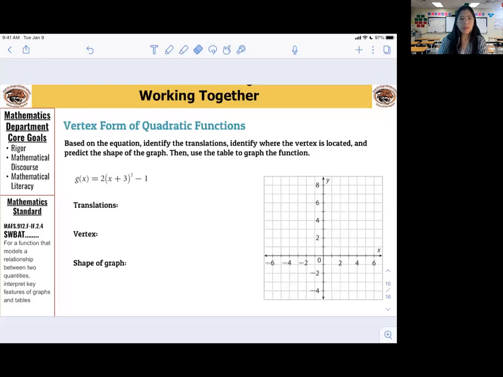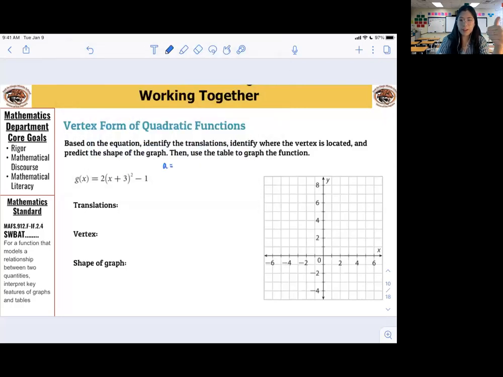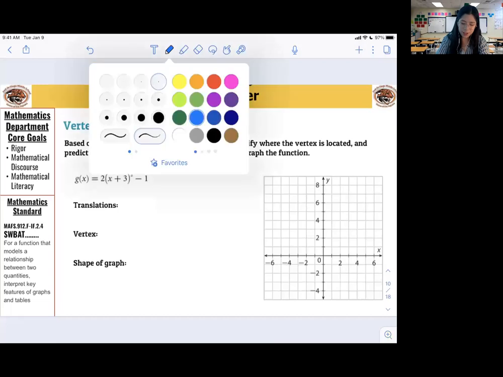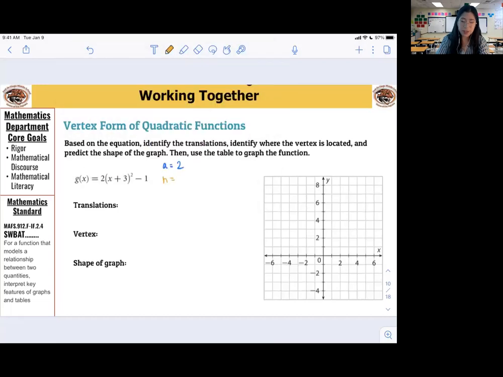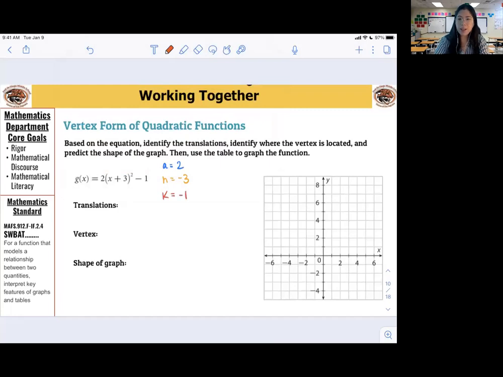All right. So, A. Shout it out. What's A? What is A? What's the value of A? 2. It's 2. Good. What's the value of H? -3. -3. K? -1. -1. Good.